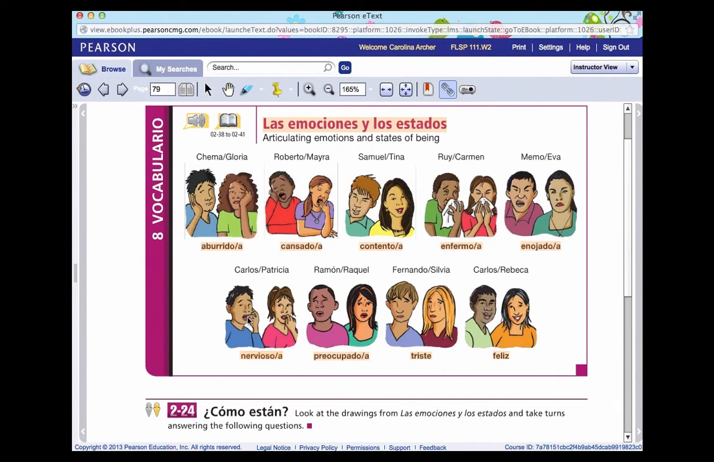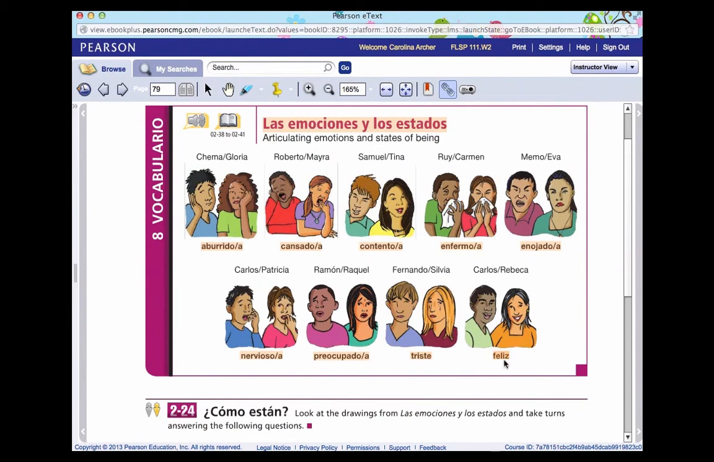Nervous. Carlos está nervioso. Patricia está nerviosa. Carlos y Patricia están nerviosos. Ramón está preocupado, worried. Raquel está preocupada. Ramón y Raquel, los dos, están preocupados. Fernando está triste, sad. Silvia está triste. Notice that it ends in an E, so we use the same adjective for both. Fernando y Silvia están tristes. Okay, so feliz, happy.